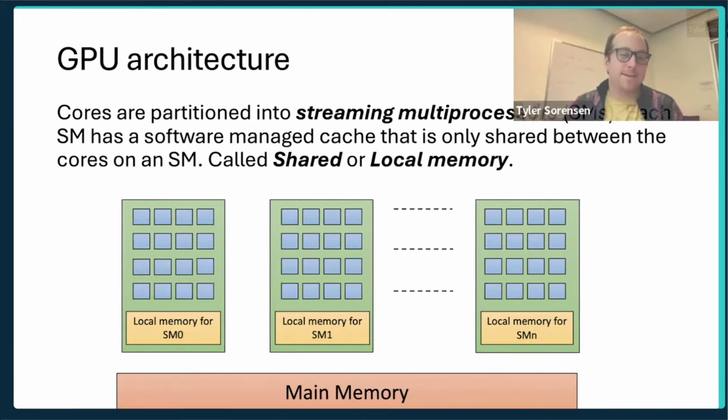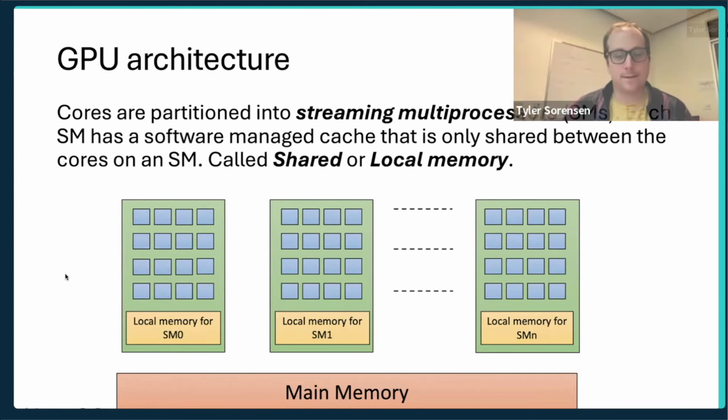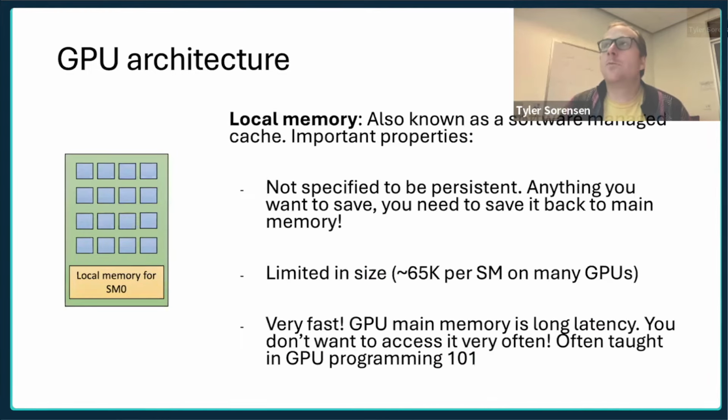You have to say, take this piece of memory from main memory, put it in local memory, and then I'm going to access it from local memory. It's up to you as a programmer to do it. Probably one of the reasons why GPU programming is oftentimes not considered as simple as CPU programming. So let's talk a little bit more about local memory.